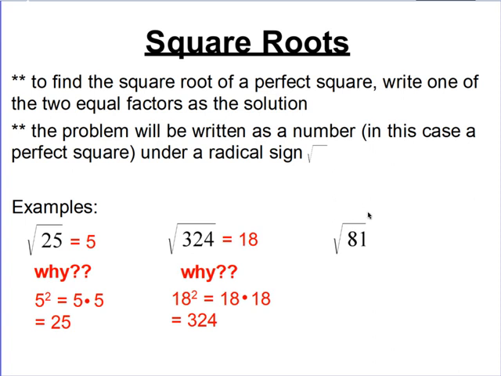The last one, this is part of your elementary times tables. Think about what number times itself is equal to 81. Your times tables tell you that 9 times 9 is 81. So the square root of 81 is 9. Again, if you explain why, you just have to show me that 9 times 9 is 81, and that's 9 squared. Okay, so these are perfect squares being used to find square roots.